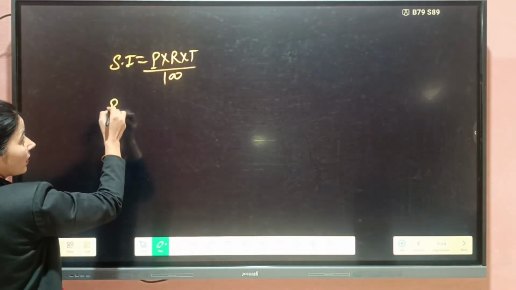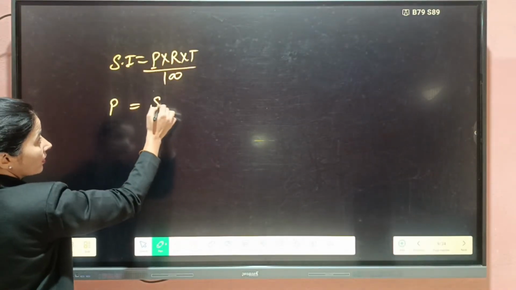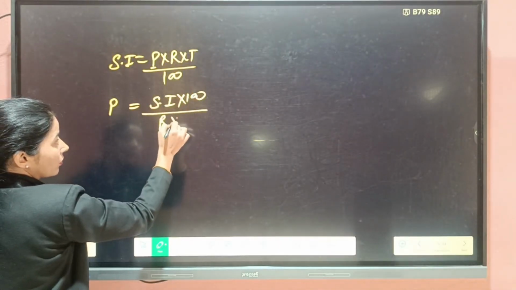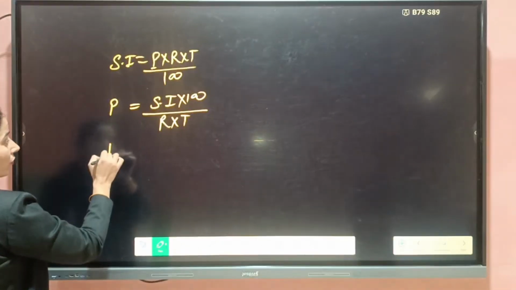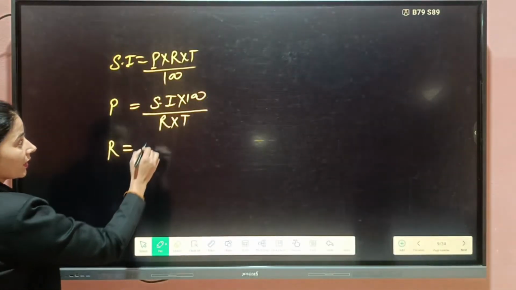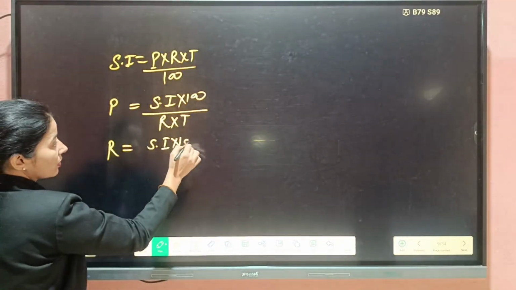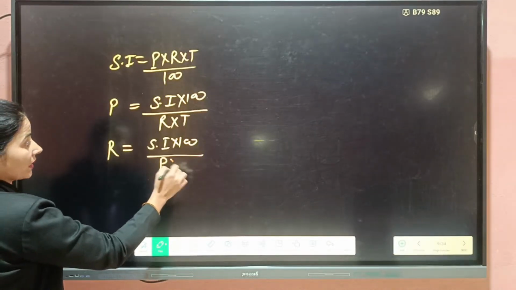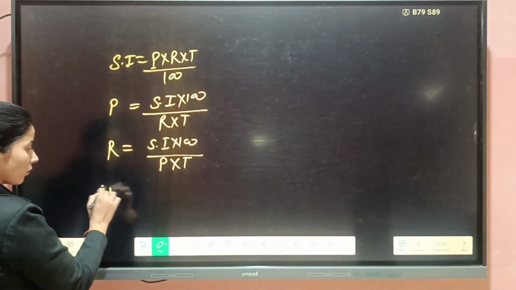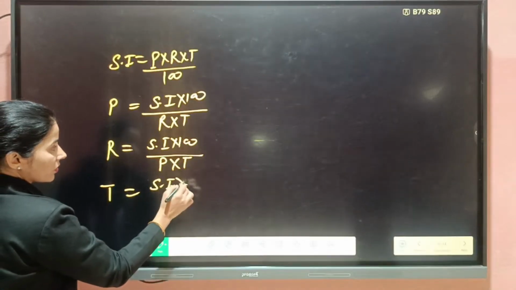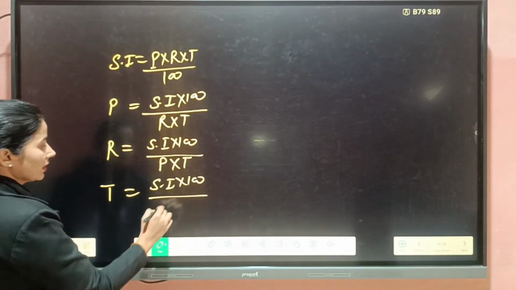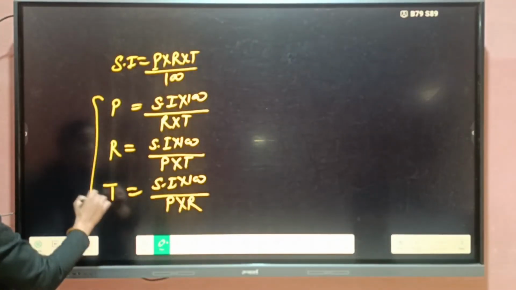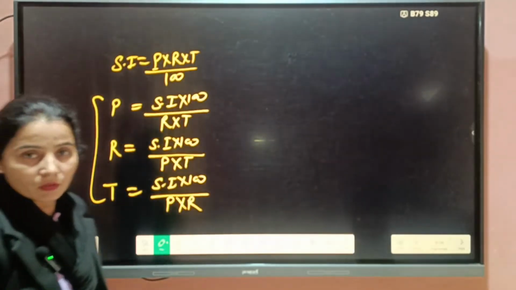The principal will be the simple interest multiplied by 100, divided by R into T. If we need to find the rate of interest, it will be simple interest into 100 by P into T. If we need to find T, then it will be simple interest into 100 by principal into rate. So in this way we can find any one of these which is not given to us.